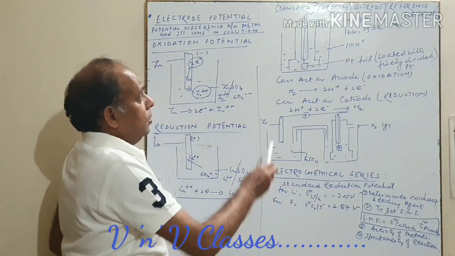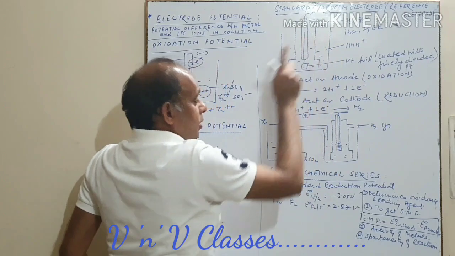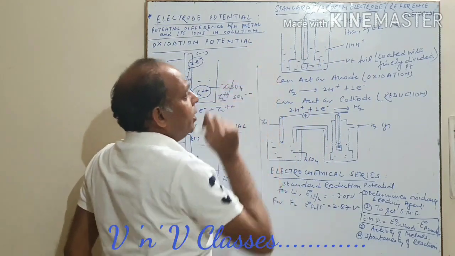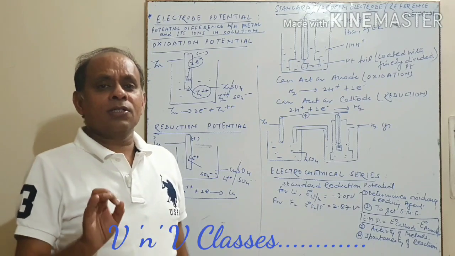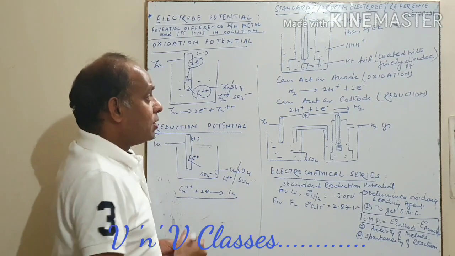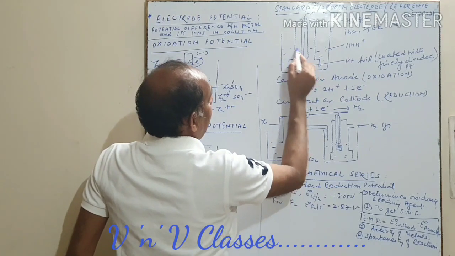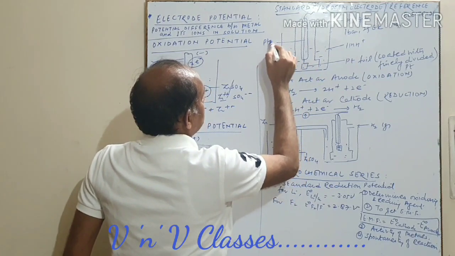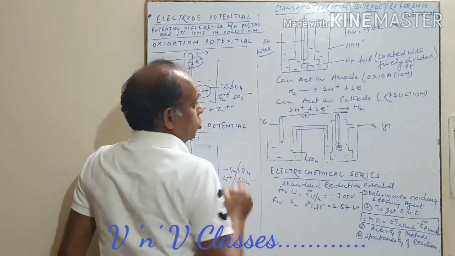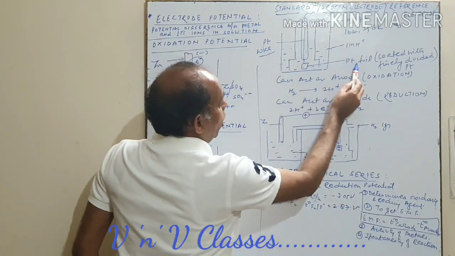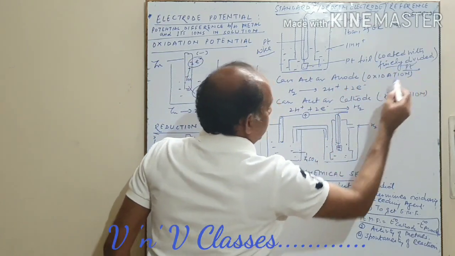What is it? As the name tells, standard hydrogen electrode. This is a hydrogen electrode. Why is it standard? Because all the things are in their standard states. What are the things? This is, you can say, a platinum wire, and it is sealed in a glass tube. We have a platinum foil and it is coated with finely divided platinum.